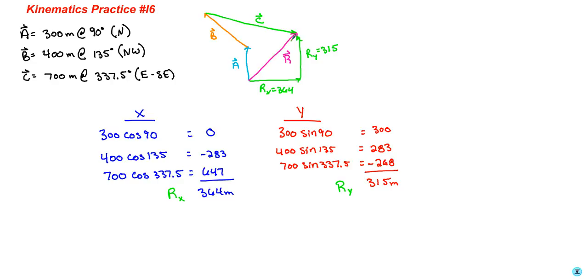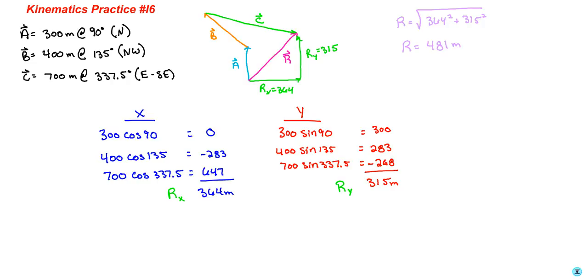So to find out what exactly our magnitude and direction are, if you just want to walk in a straight line, all we have to use now is the Pythagorean theorem to find out what r is. So in this case, it would be the square root of 364 squared plus 315 squared, and that comes out to be a total displacement magnitude of 481 meters.